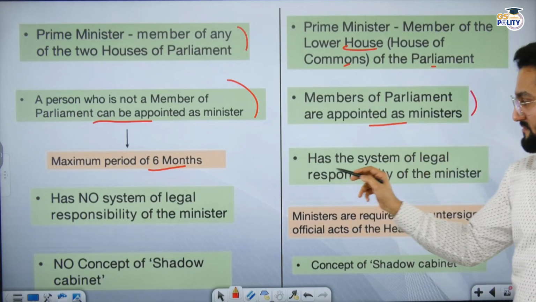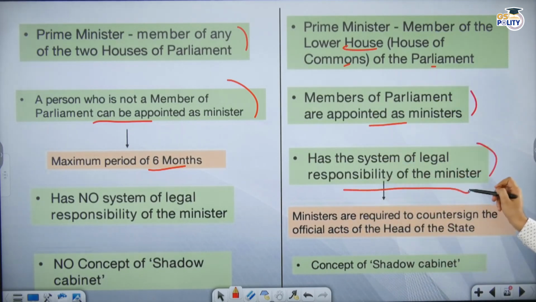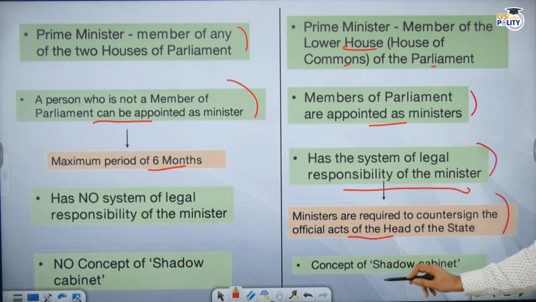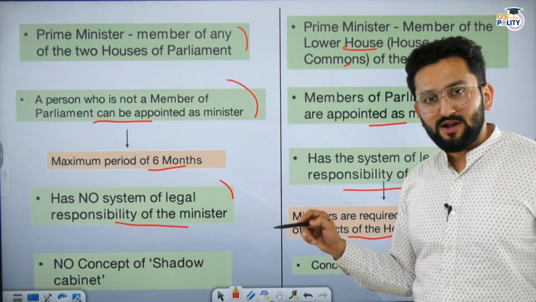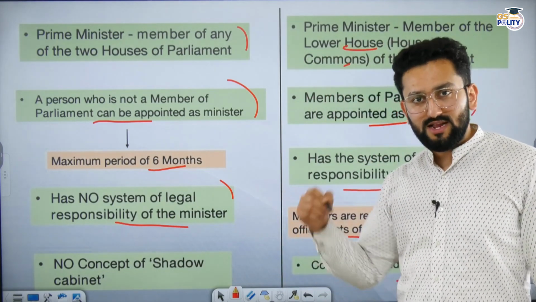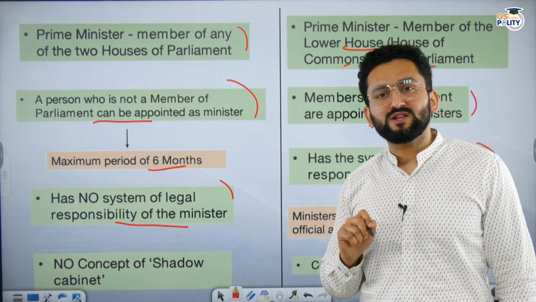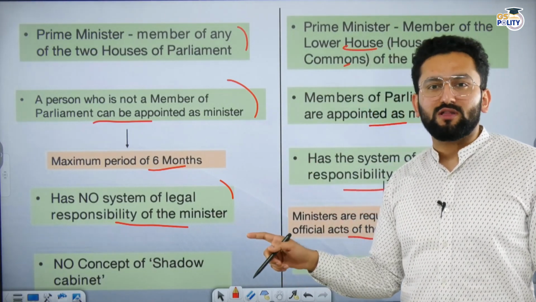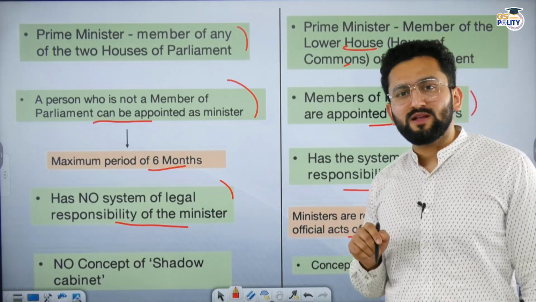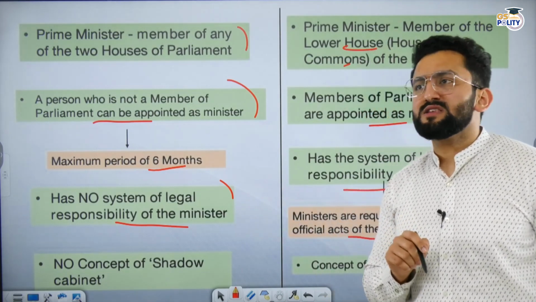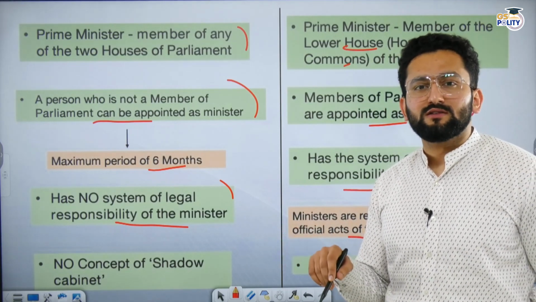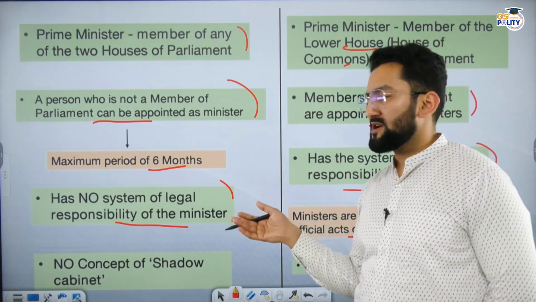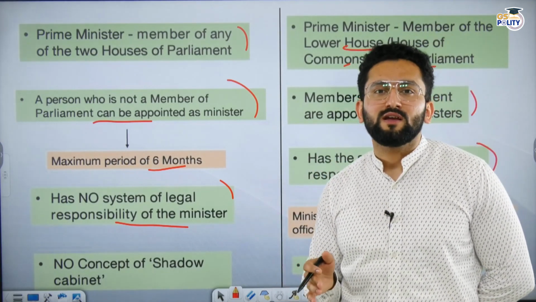In this case, there is a system of legal responsibility of the minister. It means ministers are required to countersign the official acts of the head of state. In the other case, there is no system of legal responsibility of the minister. It means the minister is going to countersign that yes, this is the order issued by the minister, but legal responsibility is not there. When I am saying legal responsibility, you should not consider that if a minister has done corruption during his tenure, then we will not be able to file any complaint against the minister. No, this is not the way.